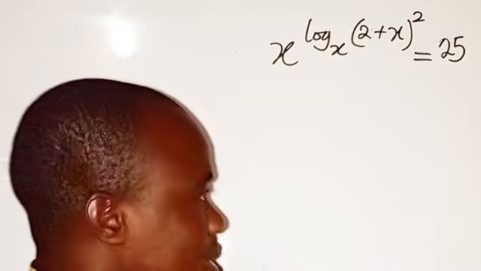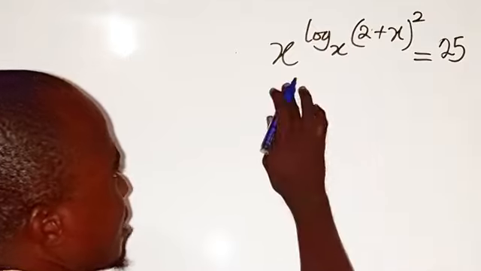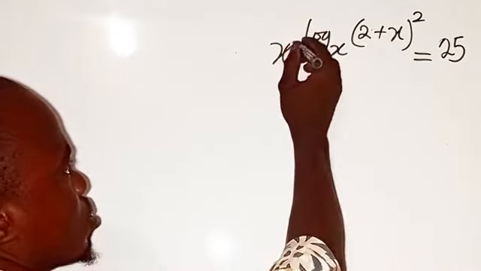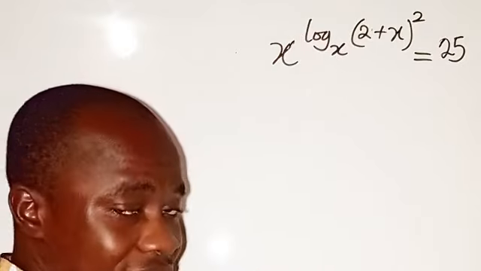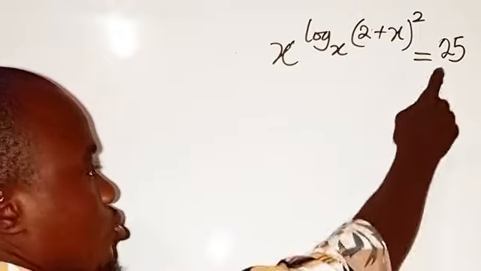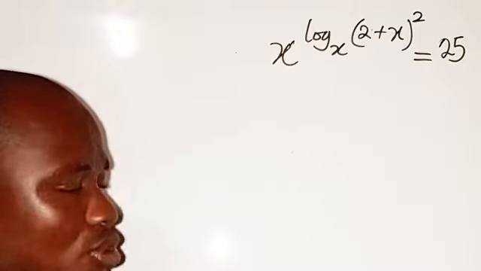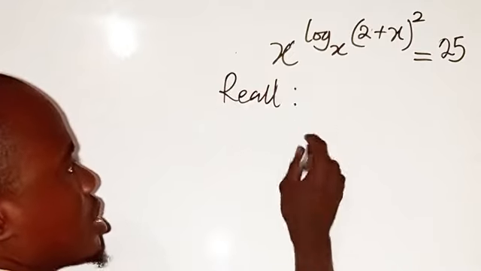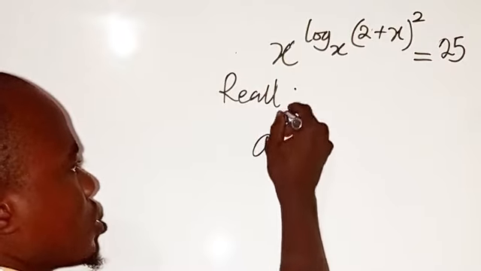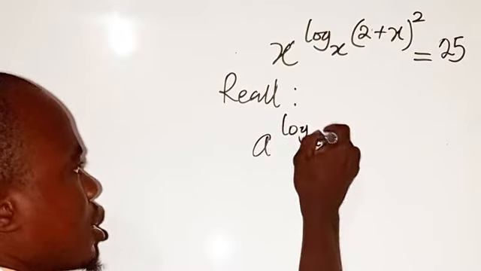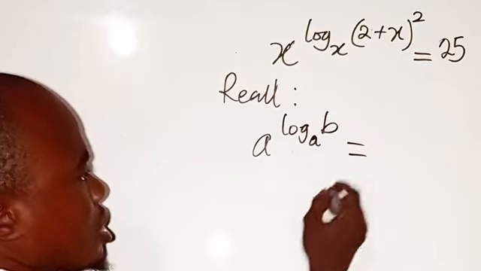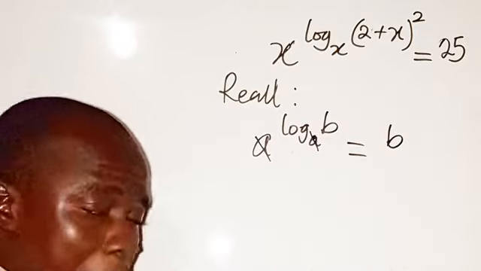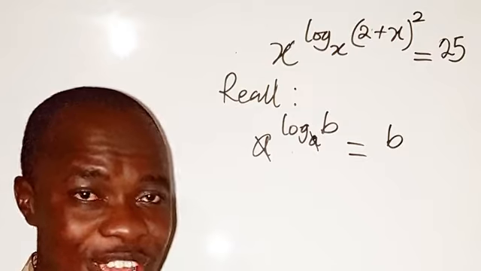It's not hard. Now from here, I have x to the power of log base x, then (2 plus x) all to the power of 2 equals 25. Now what we're going to do here, I would like you to recall that when you have a to the power of log base a, I have b. Automatically, this base, we cancel this base. We are going to be left with b. And that is what we're going to do here.